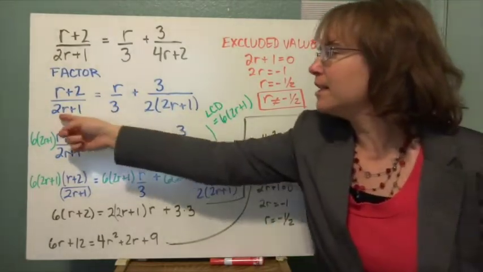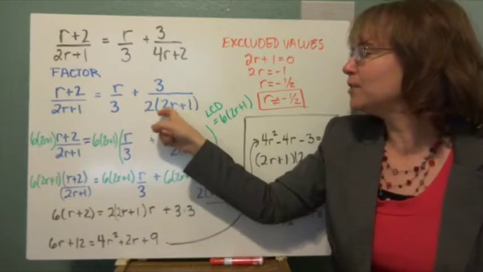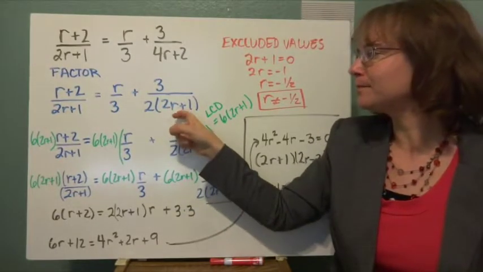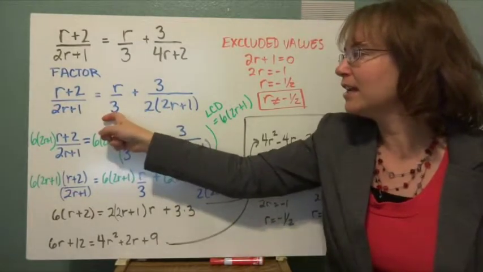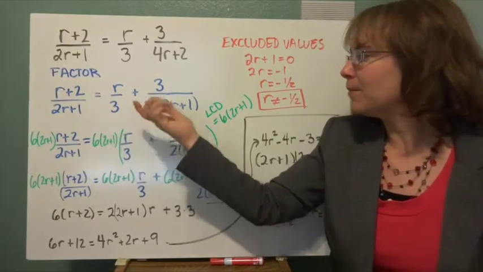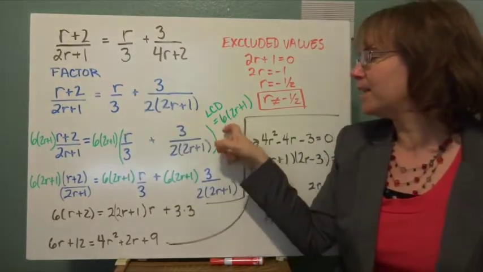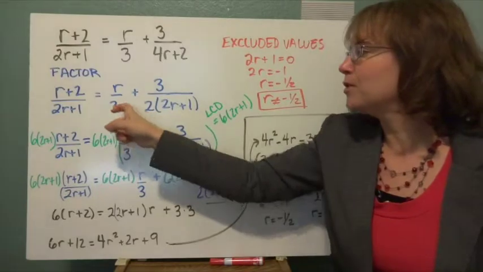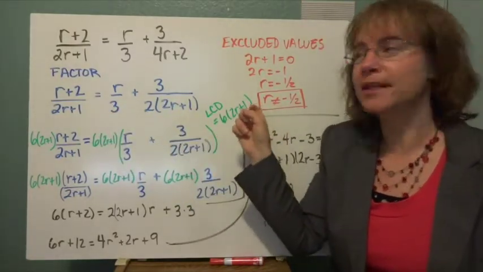So my least common denominator here, I need to have a 2 times a 2r plus 1, and also 3. So what I'm missing, what my total least common denominator is, 6 from the 2 and the 3, times 2r plus 1.